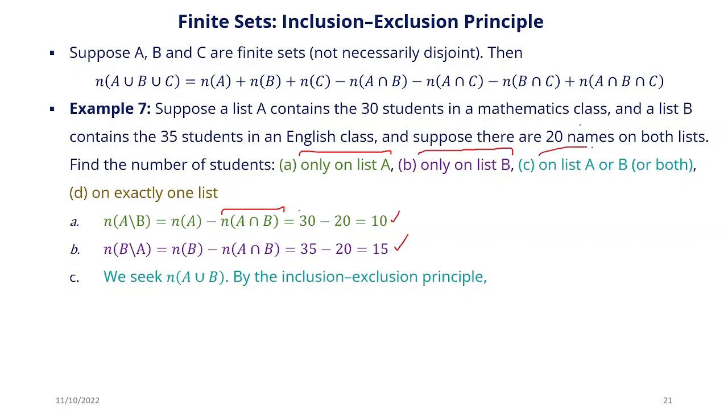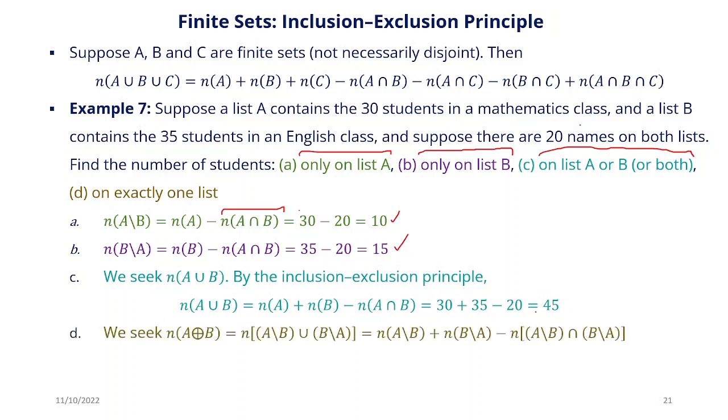Question C, on list A or B or both. So we use the inclusion-exclusion principle that we just described, and that is the number of A plus the number of B minus the number of A intersection B. So that's 30 plus 35 minus 20, and that gives us 45 students.